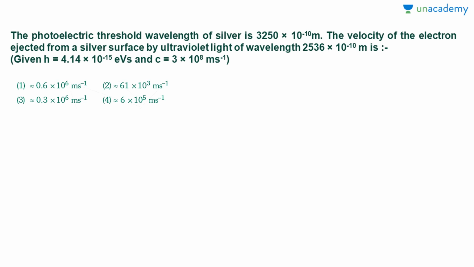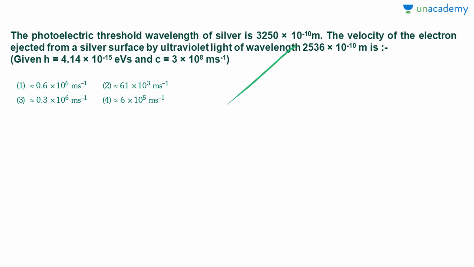Now let us look at the next problem. The photoelectric threshold wavelength of silver is 3250 into 10 to the power minus 10 meter. We need the velocity of the electron ejected from the silver surface by ultraviolet light of wavelength 2536 into 10 to the power minus 10 meter. H is given in electron volts, and C is obviously 3 into 10 to the power 8 meter per second.